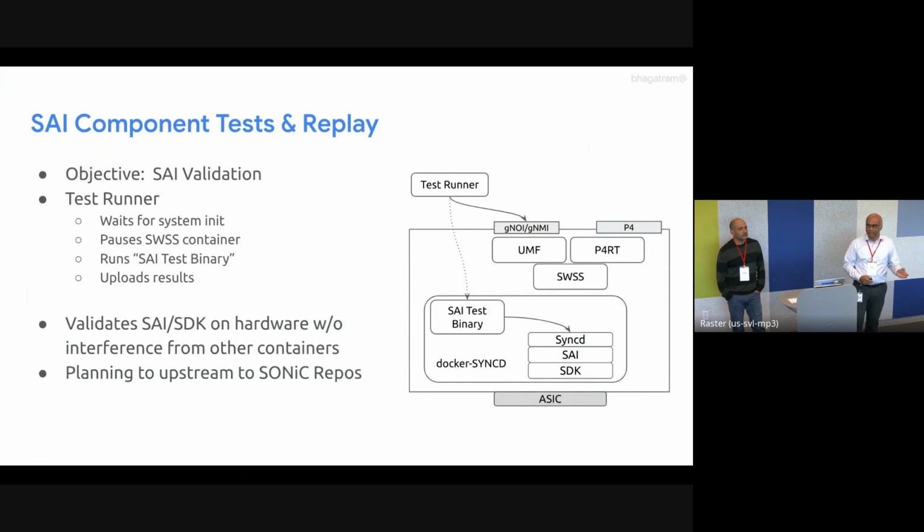So these are things that we have done. We were planning to upstream this and provide it to the community. This is a faster way of testing SAI APIs and can be used to evaluate that when we go from version X to Y, we're not introducing any new regressions.